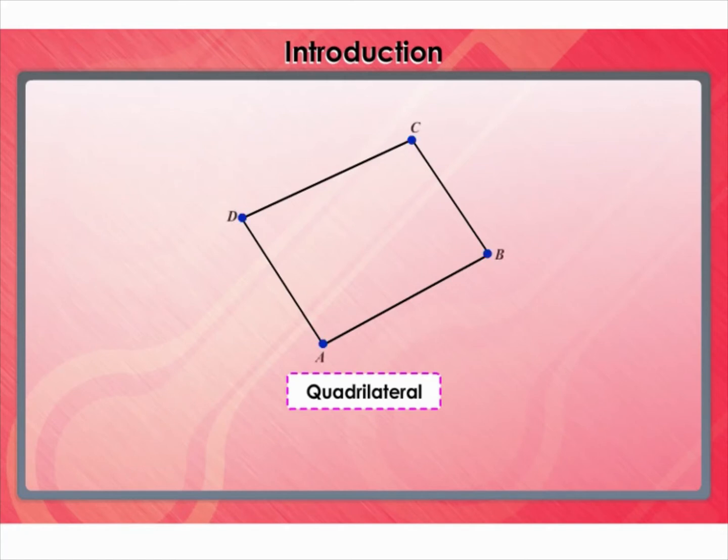In quadrilateral ABCD, AB, BC, CD, and DA are the 4 sides. A, B, C, and D are the 4 vertices. Angle A, angle B, angle C, and angle D are the 4 angles formed at the vertices. AC and BD are the 2 diagonals of the quadrilateral ABCD.